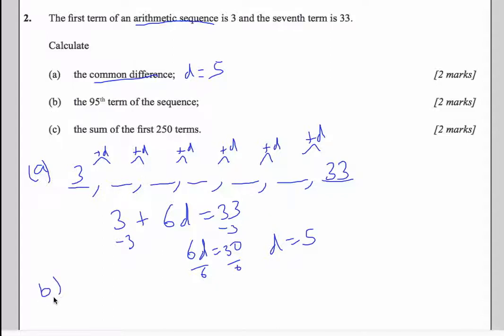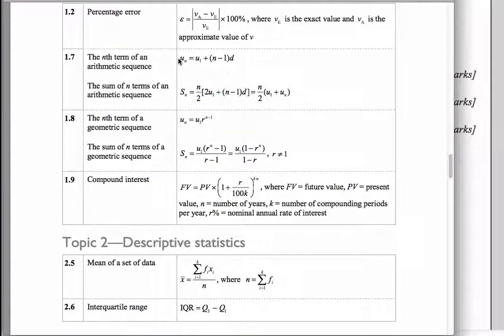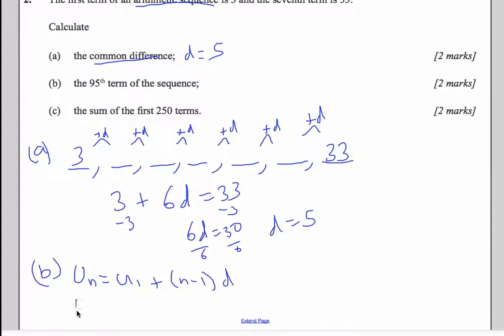In part b, we have to calculate the 95th term. We can use an equation from our formula booklet. So this equation here, un equals u1 plus n minus 1 times d. So un, which means the nth term, is the first term plus n minus 1 times the common difference. In this case, we're getting the 95th term, so n is 95.